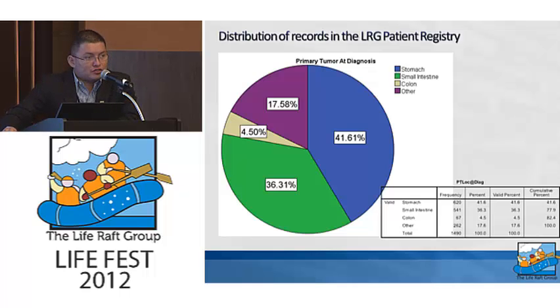Now let's see a distribution based on primary tumor location in our database. 41% of the records have a primary tumor location in the stomach. 36% have the small intestine. Colon and rectum, which I didn't include, is 4.5%. And other locations, different locations with a small percentage, total 17.58%. That includes different organs, but the percentage was smaller than 5%.